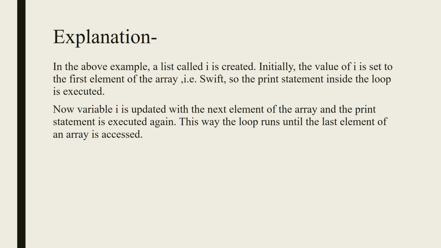Here is the explanation of the above program. In the above program, a list called X is created. Initially, the value of I is set to the first element of the list, that is Swift. So the print statement inside the loop is executed. Now variable I is updated with the next element of the list and the print statement is executed again. This way the loop runs until the last element of the list is accessed.